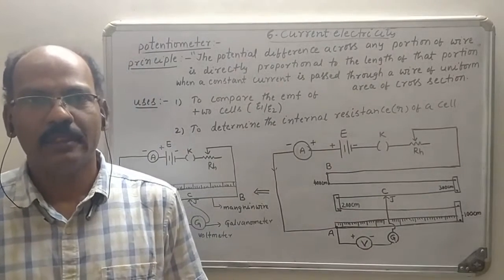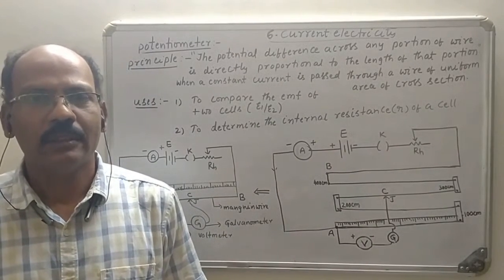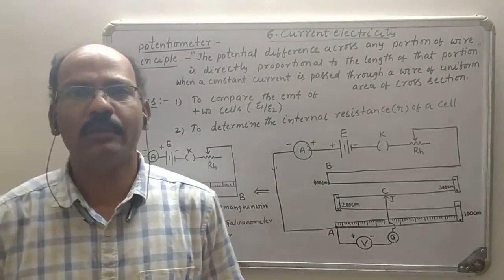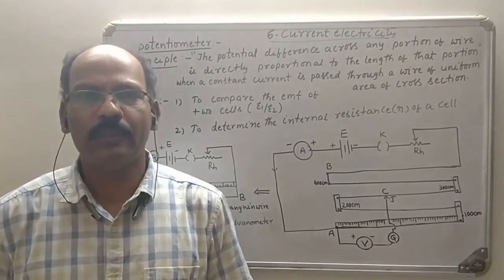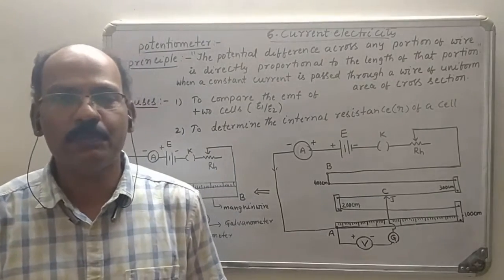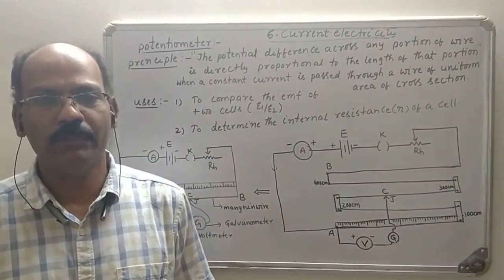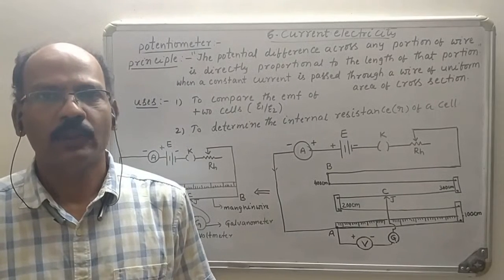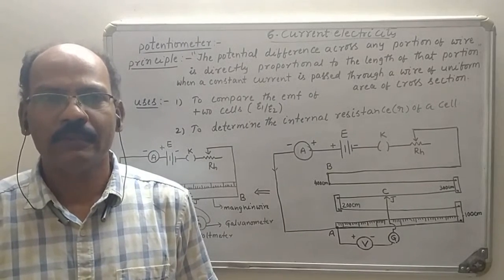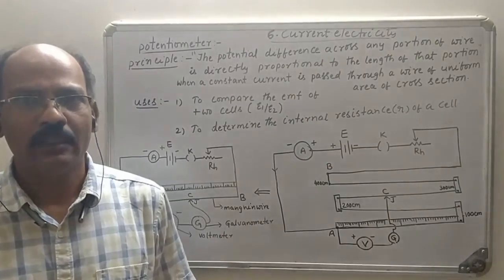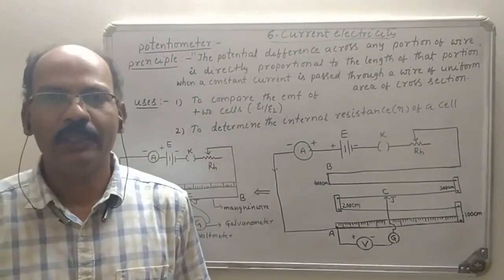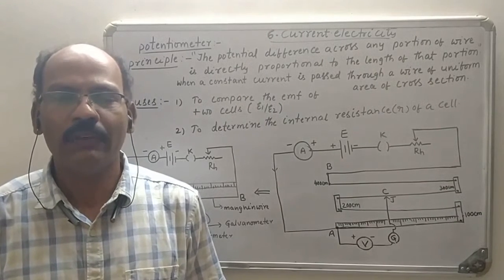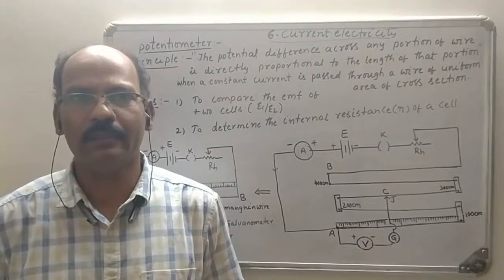In this class, we will discuss the important new concept, that is potentiometer. What is potentiometer? What is the principle and working of potentiometer? What are the uses of potentiometer? So potentiometer is a device which is used to measure the potential difference between two given points in any closed circuit. That device is called as potentiometer.